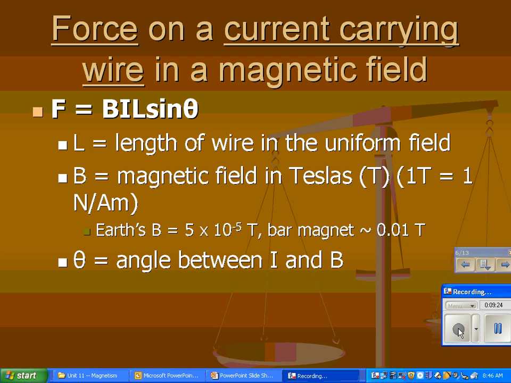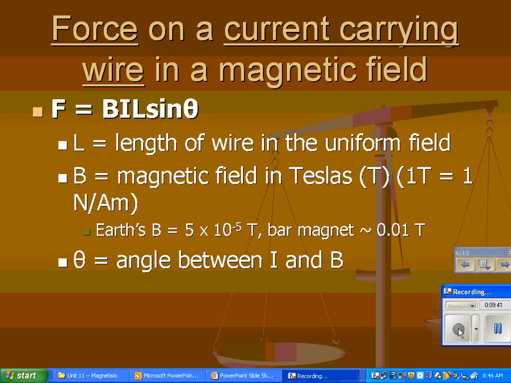Tesla coil is something else. Okay, I. What does I stand for? Current, measured in amps. L stands for length, measured in meters. And sine of the angle is the angle between the wire and the magnetic field.